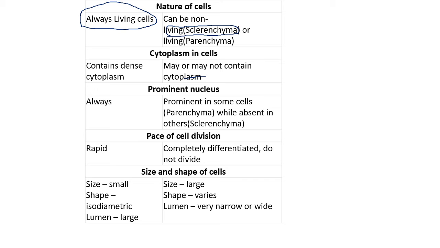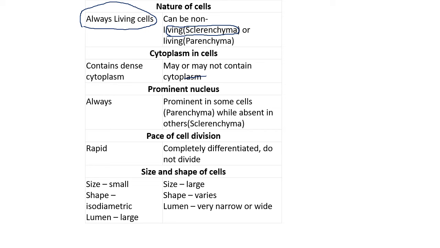And at the same time, when you look at the sclerenchymatous tissue, when you look at sclerenchyma, the cytoplasm is absent. So in case of permanent tissues, it's not necessary that cytoplasm is present or not.